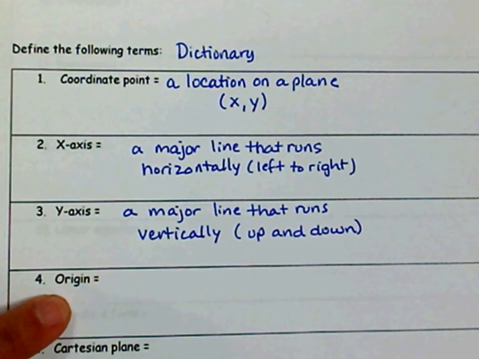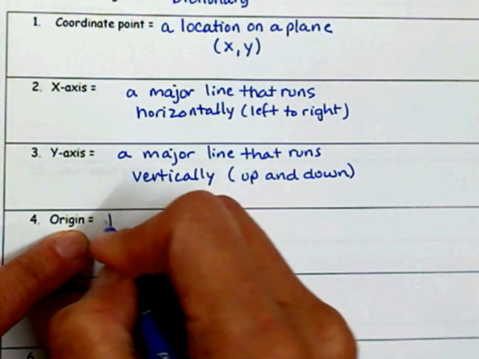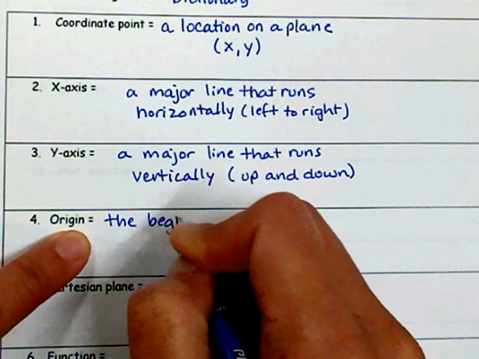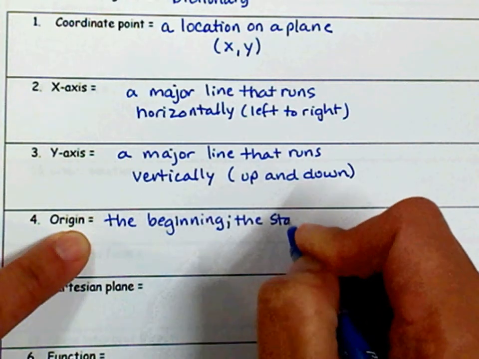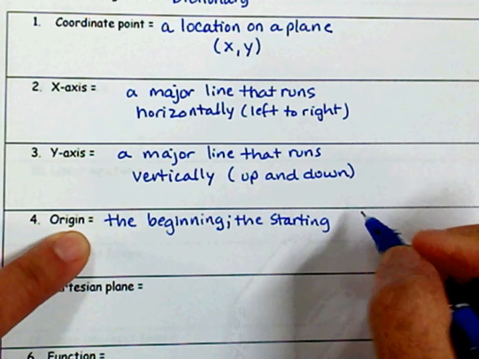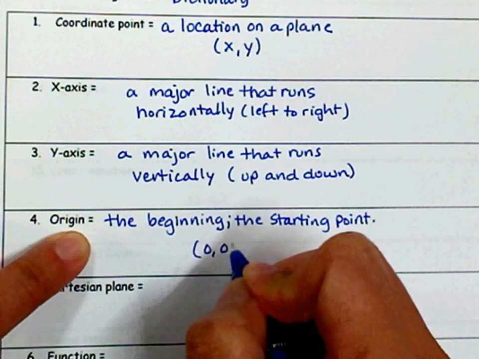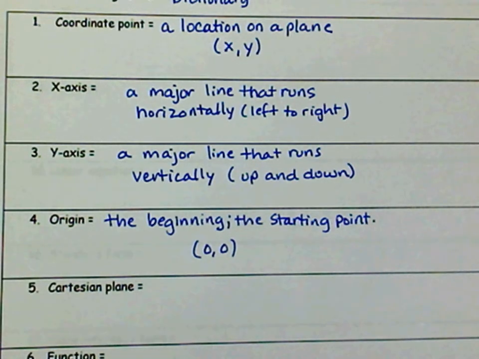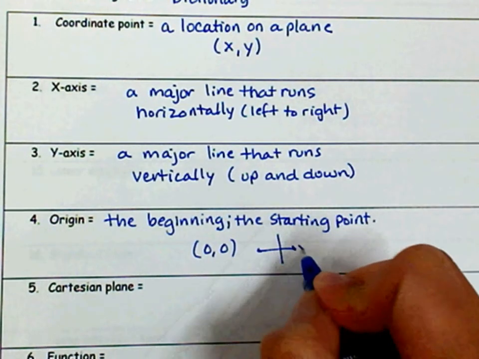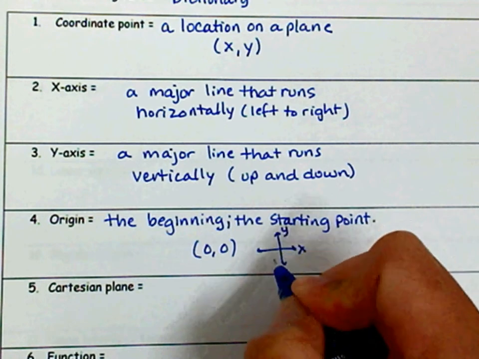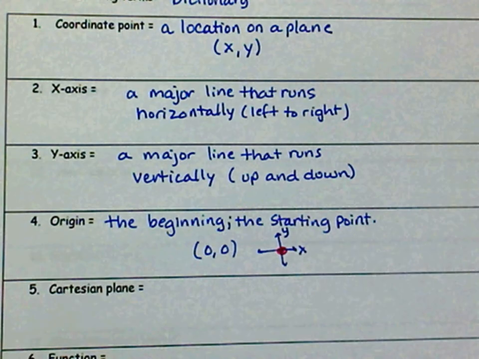Number 4, origin. The word origin means it's the beginning. Another word you can say is the starting point. Origin is where X is 0 and Y is 0. So it's 0, 0. If you're looking on the graph, there's your X, here's your Y. This right here is the origin. That's your origin, 0, 0.